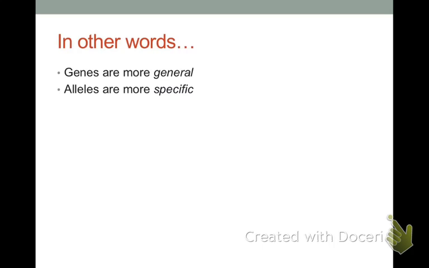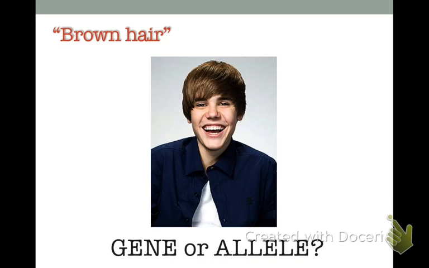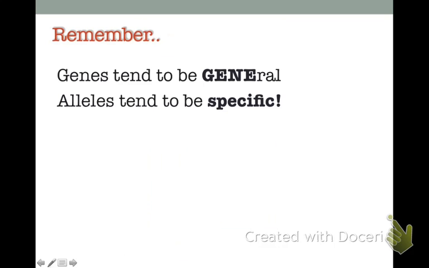So what do I mean by genes being general and alleles being specific? I mean that hair color is very general. We can have different types of hair color, and if we just focus on the term hair color only, that would be a gene. However, if we were able to say brown hair, that would be an allele. So the idea is that genes are going to be the general trait that you have, for instance, eye color, hair color, height, and so on, and alleles are going to be the specific versions of those genes.